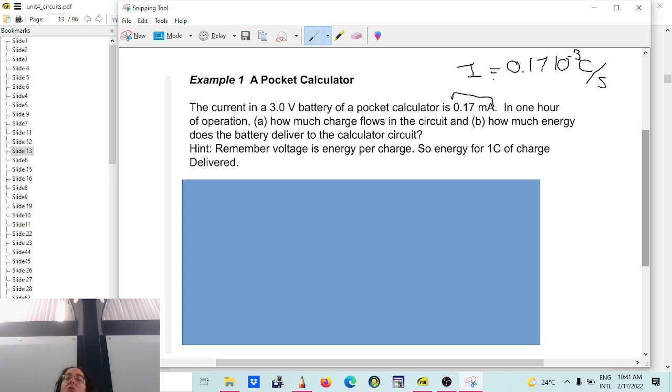You have two ways to do it. You can use the equation or you can just make sense of it. Here you have the current, 0.17 times 10 to the negative 3 coulombs per second. So every second there is that much charge flowing. And what's the meaning of 3 volts? That means 3 joules for 1 coulomb.